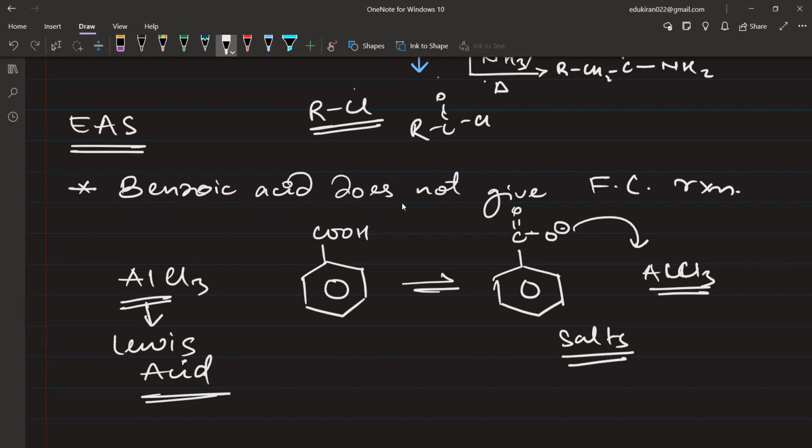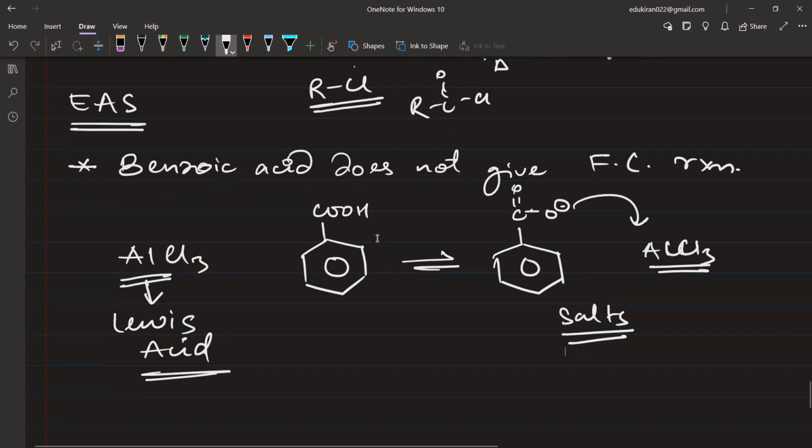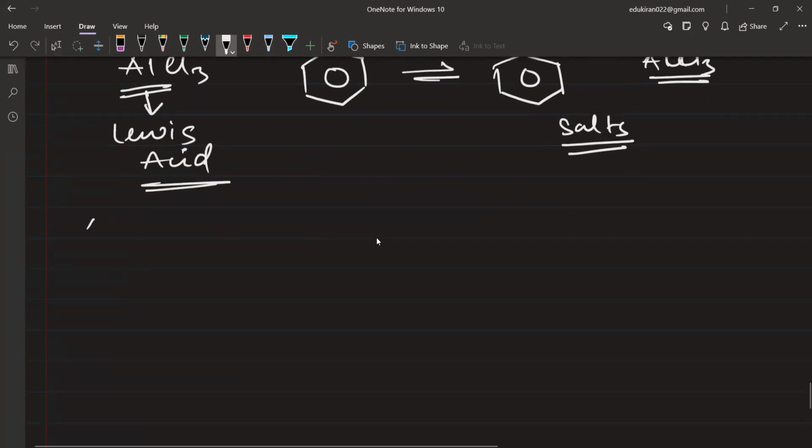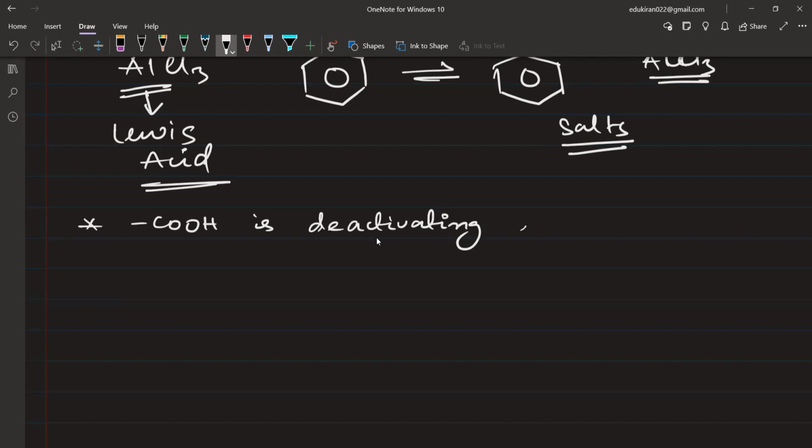Anything else? नहीं, कुछ और नहीं है, बस एक चीज ध्यान रखना है आपको यहाँ पे कि COOH is deactivating group, है ना? Therefore, meta-directing.